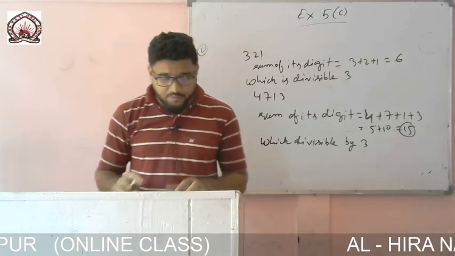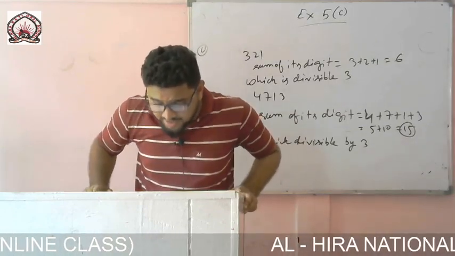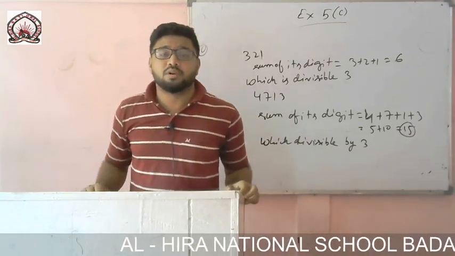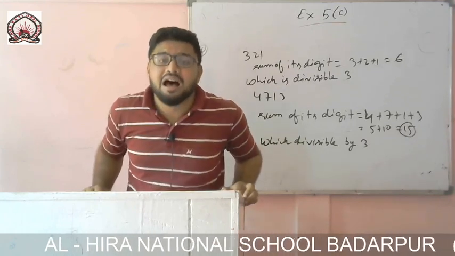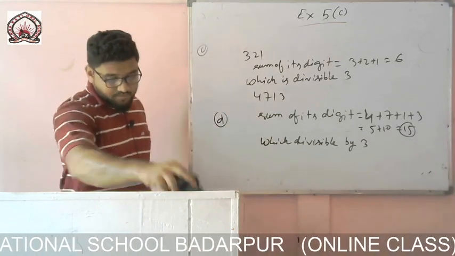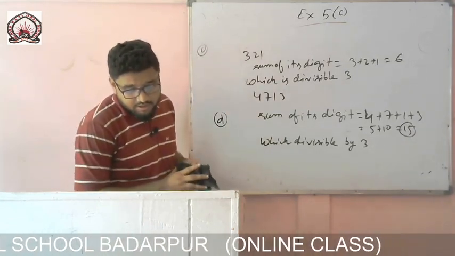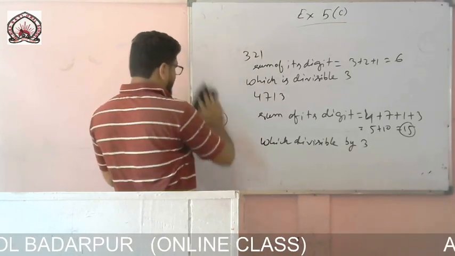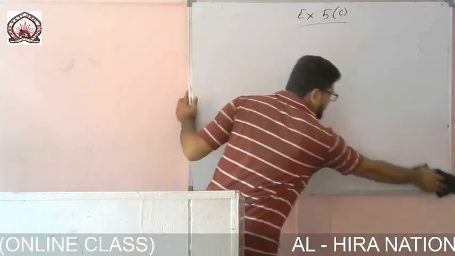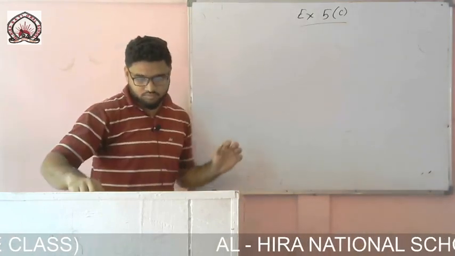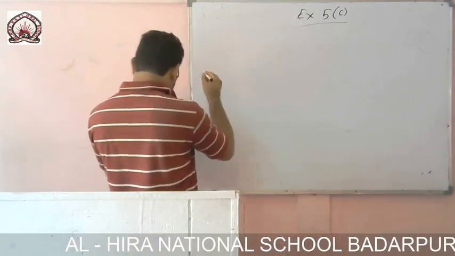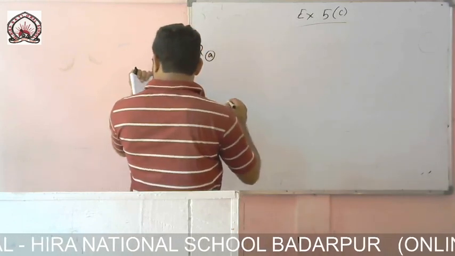Okay. Now come to question number 2. Which of the following numbers are divisible by 9? So we know that if the sum of the digits is divisible by 9, then the whole number is divisible by 9. So come to question number 2, you check. First one you check what?